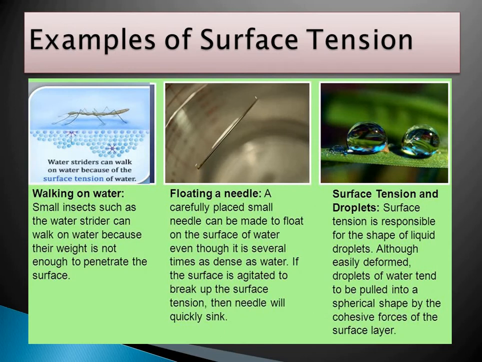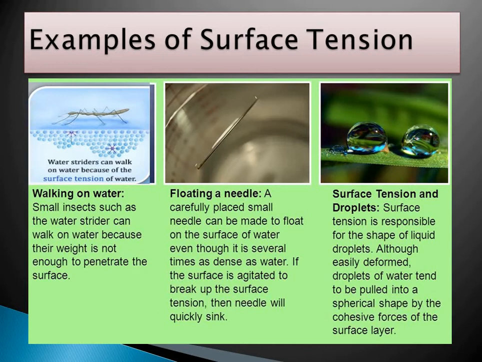the surface tension only, over the water, that clip is floating. So here some examples have been given, especially walking on water. Small insects such as water striders can walk on water because their weight is not enough to penetrate the surface. So here the water surface creates surface tension, due to which one small membrane is developed, just like one layer is developed, and over that the insect can move easily.